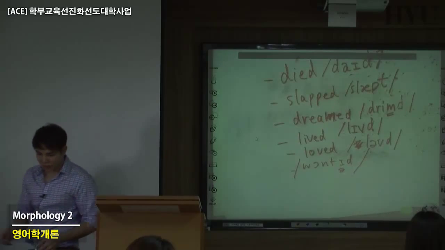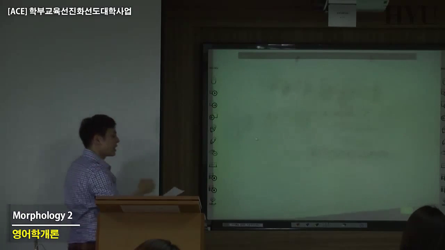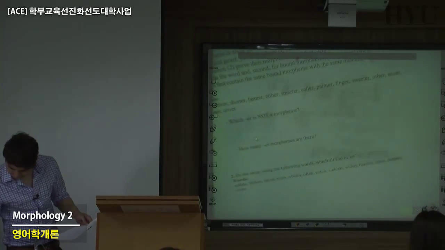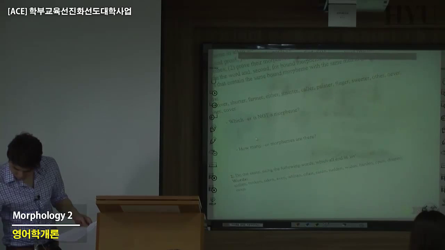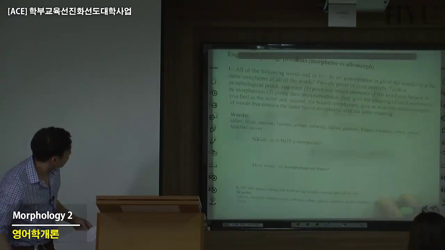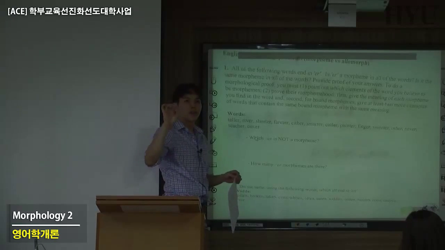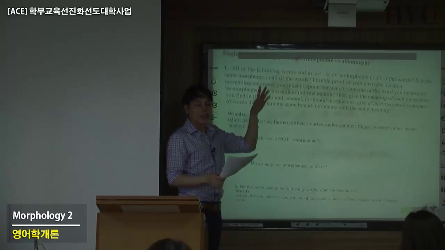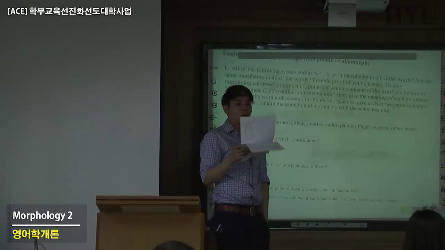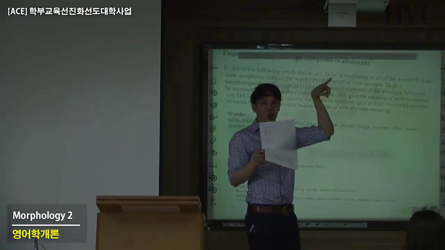So we'll look at examples. We'll look at the first example. There are examples of allophones and allomorphs. So we'll look at the first example today, and then we'll do the rest on Monday. Okay. So on the first page, you see the first example. I give you a list of words. All of the words end in er. Okay.